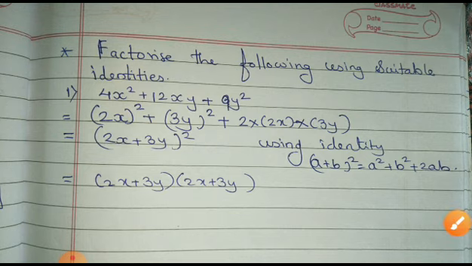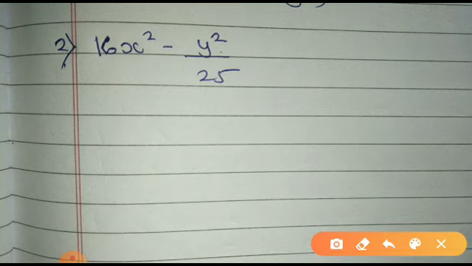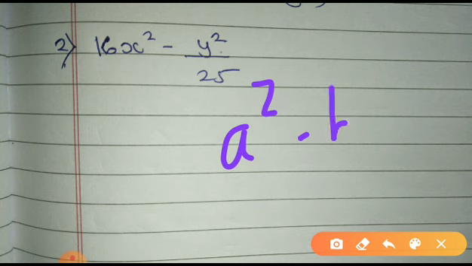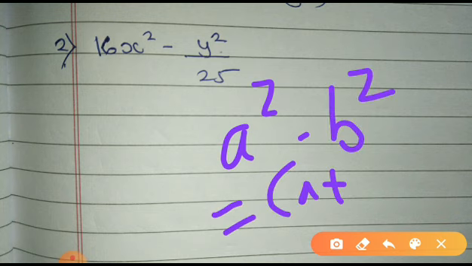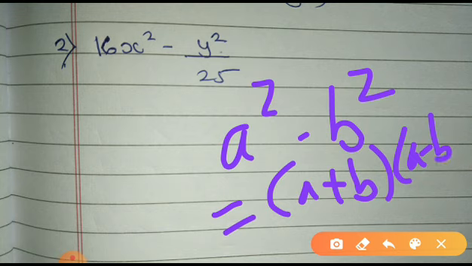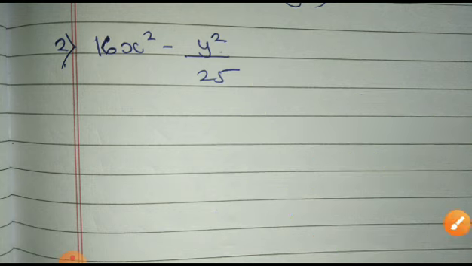Okay. Now see the next question. Next is 16x square minus y square by 25. What I have told? You have to check the number of terms. Now how many terms do I have? Only two. Two terms. Is there any identity having only two terms? Yes. Which is that one? It is a square minus b square. I have (a plus b) into (a minus b). Okay. That means I should have that two terms should be how? It should be square terms.